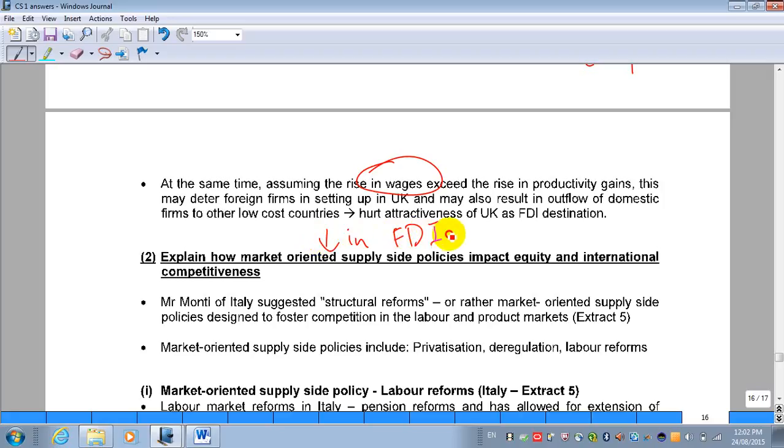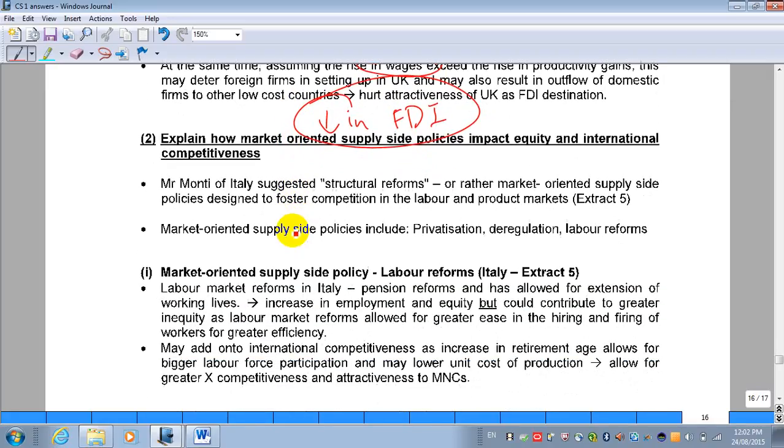Okay, don't need to link to AD. There is no need at all, because what you want to link to is international competitiveness. The fact that there's a fall in FDI means that the UK becomes less internationally competitive as an investment destination. Okay. Next, I would like to focus on market-oriented supply-side policies.